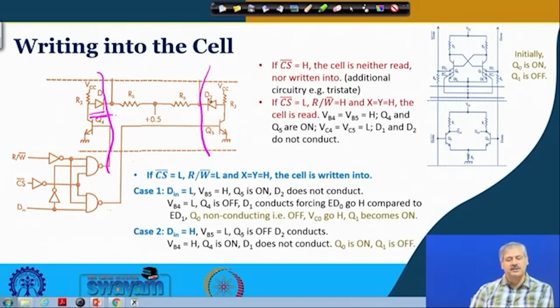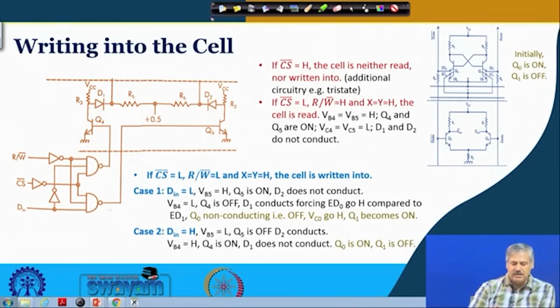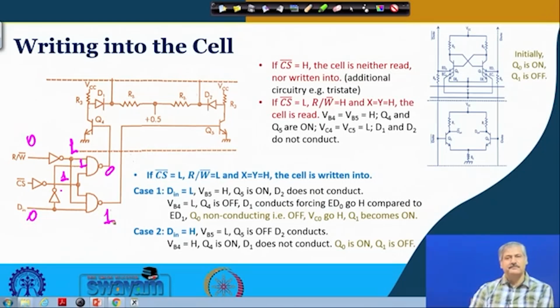Is it fine? Now we go to the other option. So now this read write bar input is 0. So this is 1, chip select is 0. So this is 1. Now if D in is low, so that is 0, then this is also 1, this is NOT gate, so this is 1. So this NAND gate output will be 0 and this NAND gate output will be 1. Is it clear? This part is understood.